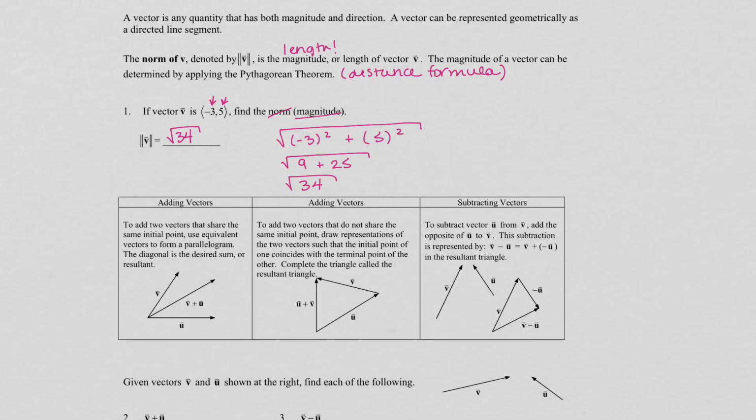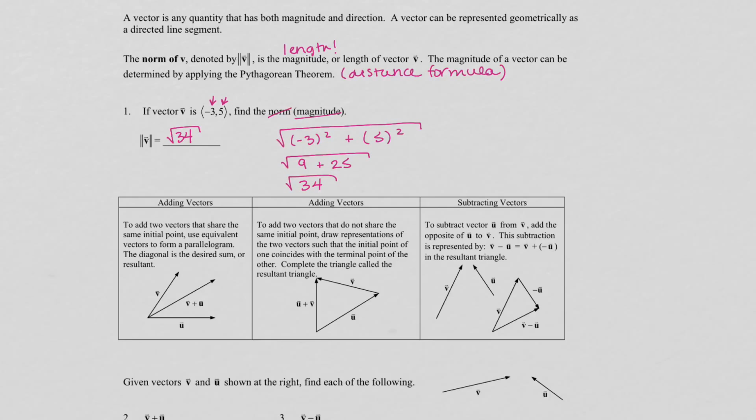Now we're going to talk about adding and subtracting vectors. When you add two vectors, we've got three little subsections here. The first one deals with adding two vectors that share an initial point. But it really doesn't matter whether the vectors share an initial point or not. The process by which we add the vectors together is the same.